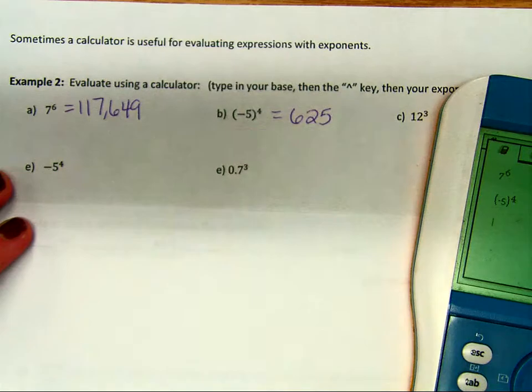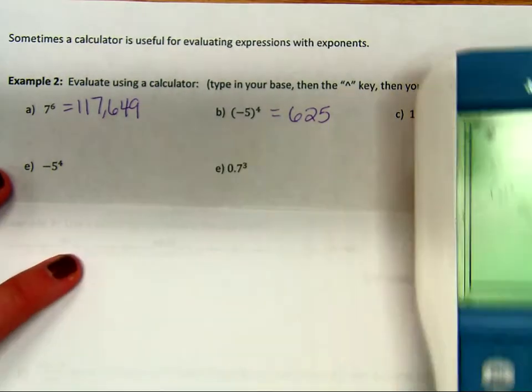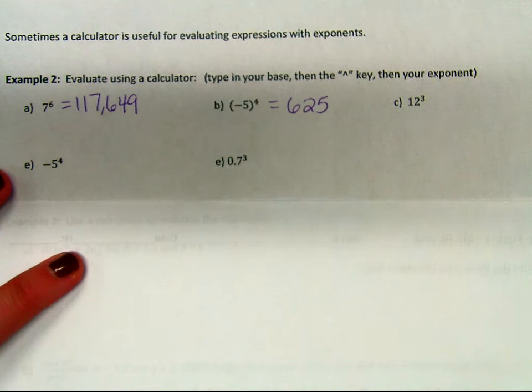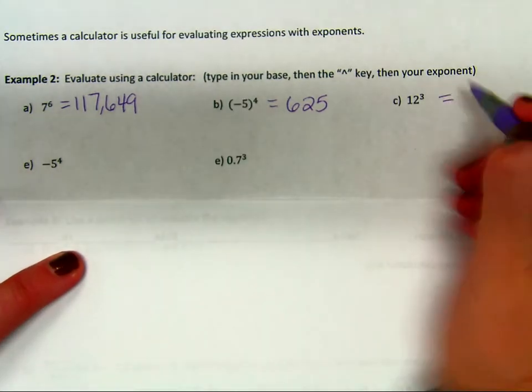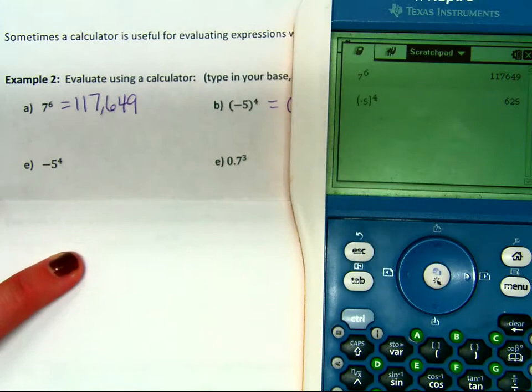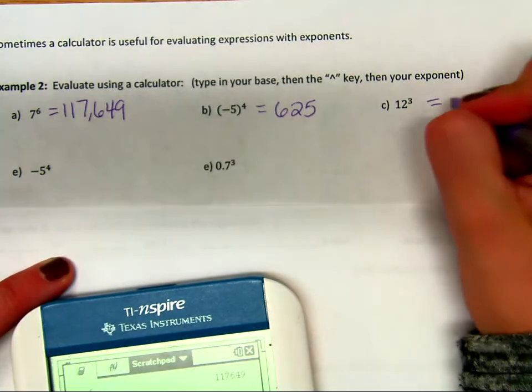If I would have forgotten to use the parentheses, that would have given me a negative 625. So just be careful. Make sure you include your parentheses. Next, I'm going to type in 12 to the third. 12 caret 3. Oops, I got a V in there somehow. 12 to the third power gives me 1,728.